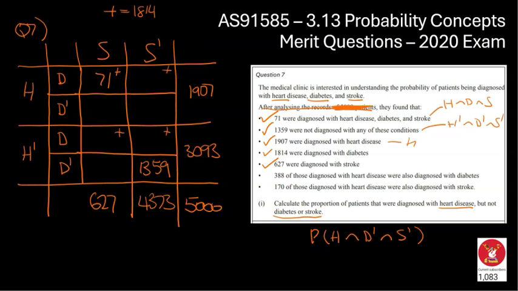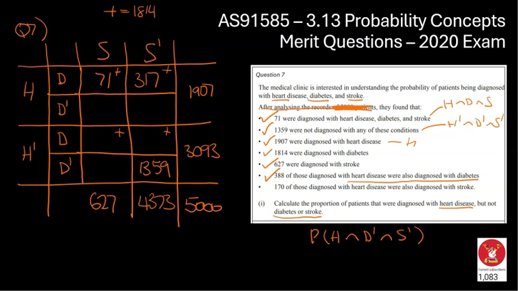388 of those diagnosed with a heart disease also had diabetes. So heart disease and diabetes relates to these two groups here, right? It doesn't say if they had a stroke or not, so that's why it's both groups. And we have one of these, which means we can figure out this group here. So this group is going to be the 388 minus the 71, which gets me to 317. So I was able to deal with that.